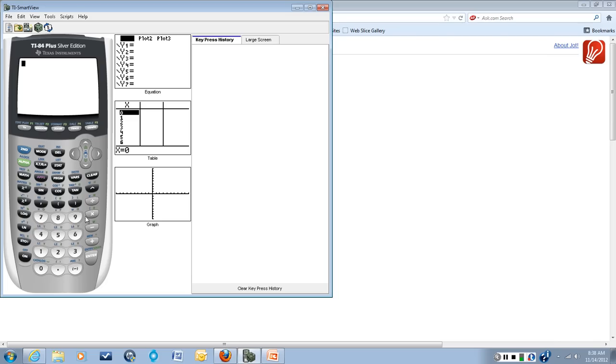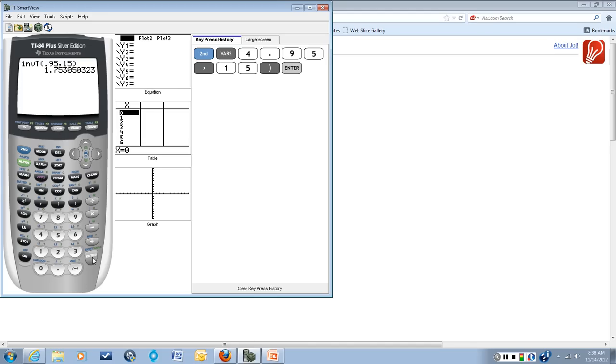To get the critical value, it's second vars to pull up the distribution menu, and inverse t, which is number 4. And we'll put in the area under the curve up to our critical value, which in our case is 0.95. And we'll put in the degrees of freedom. Since n is 16, the degrees of freedom are 15, always n minus 1. And this will give us our critical value.